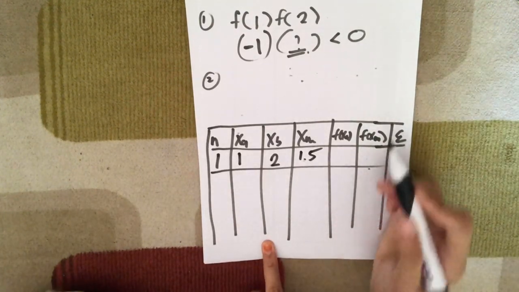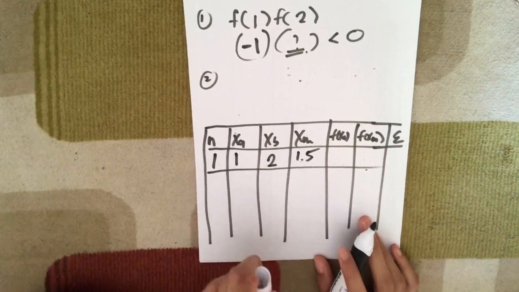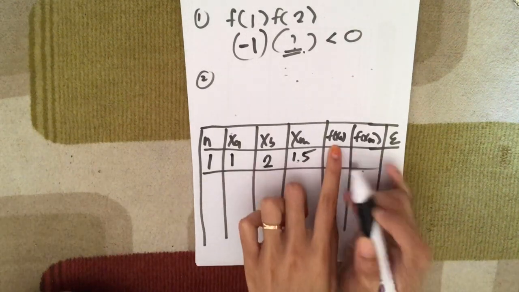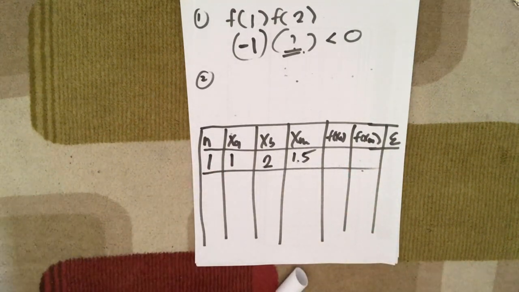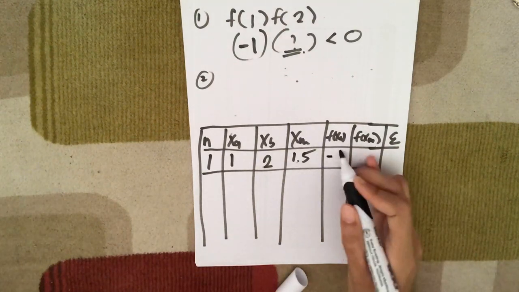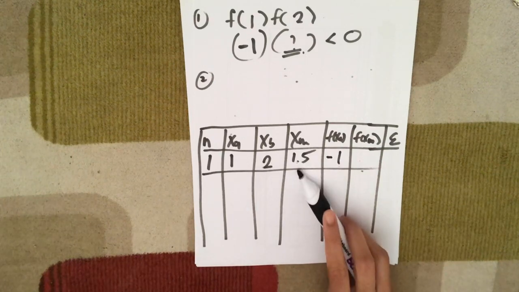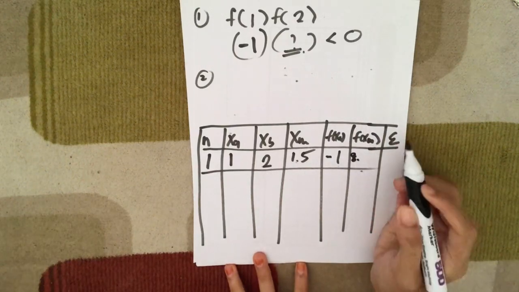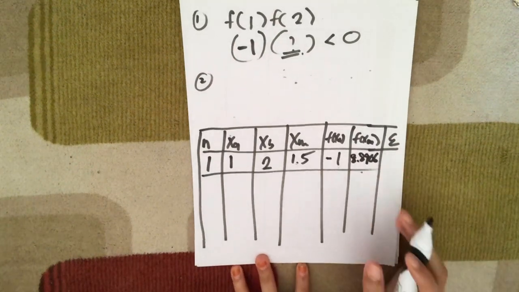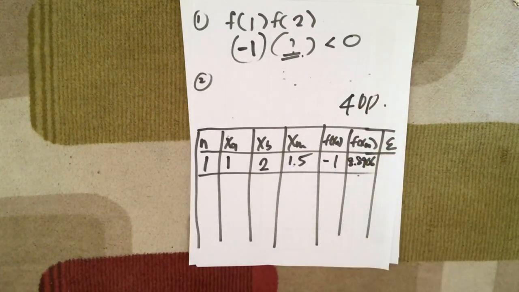Then for the f(xm) column, yes, you need to calculate the value, but actually the most important here is the sign, negative or positive. For example, f(xa) here is when you substitute 1 into your function, so you get negative 1, right, just now. Here, not f(xb), this one is f(xm). So you need to substitute 1.5 into your function. What do we get here? Use your calculator to calculate it. You will get 8.8906. One more thing here: you need to use up to 4 decimal points. So 8.8906.